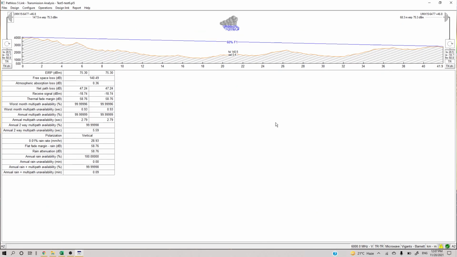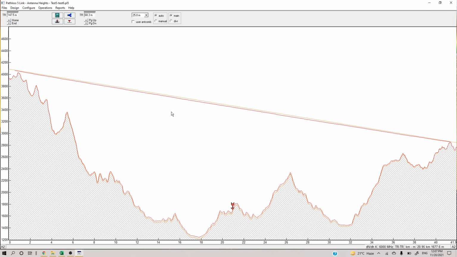Okay, this link looks fine. Let's go in the antenna heights and let's put the minimum height. This height is a bit higher on both sides, but you know that this is because of these peaks. If I put my antenna on these two peaks, I put one antenna here, then I don't need any antenna height. I mean, this will work fine.